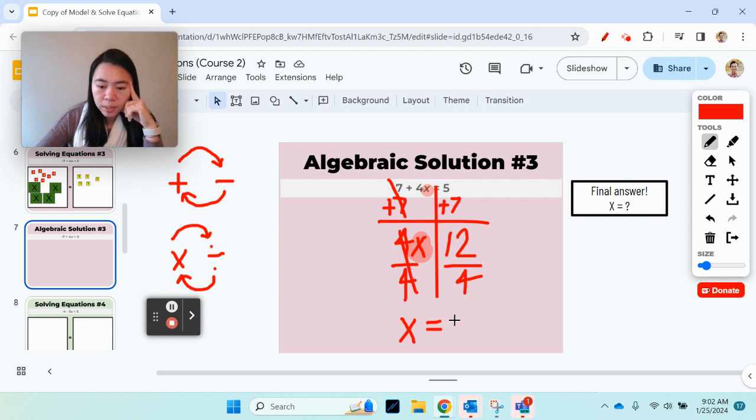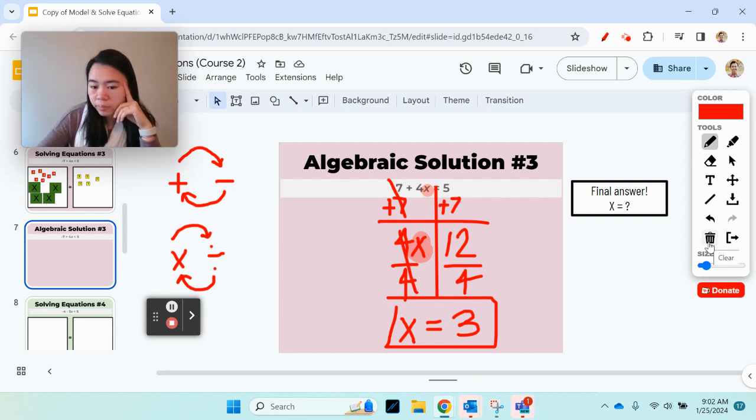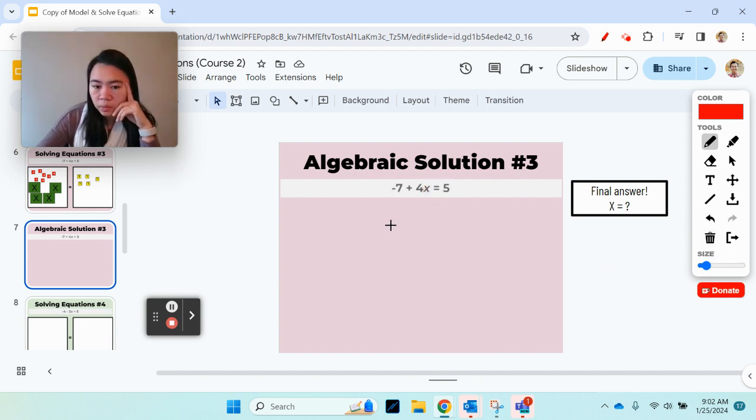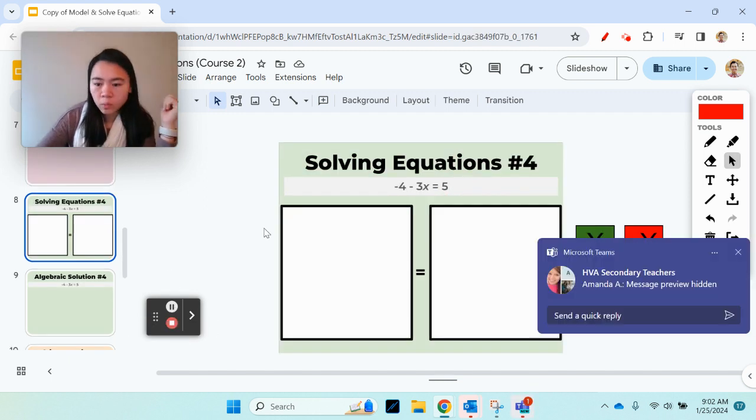12 divided by 4 is 3. So x equals 3. Type that in here. We're going to check our work. -7 plus 4 times 3 is 12. -7 plus 12. Is that 5? It is. Okay, we've got a couple more.